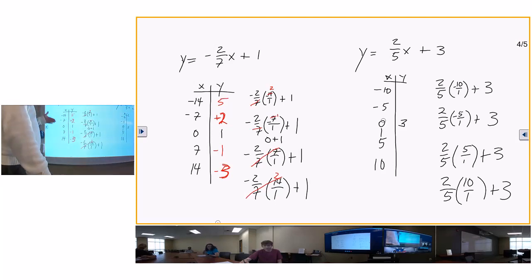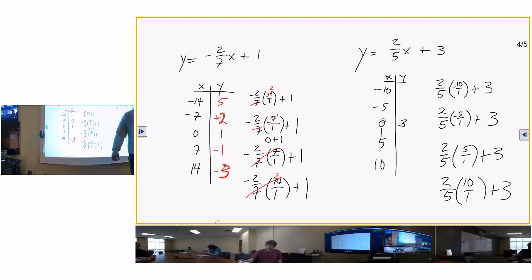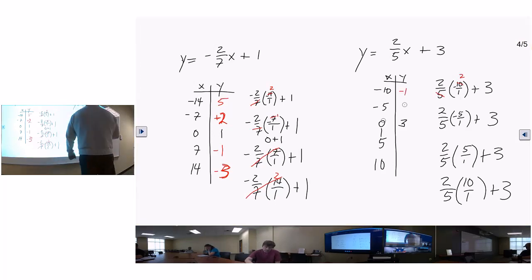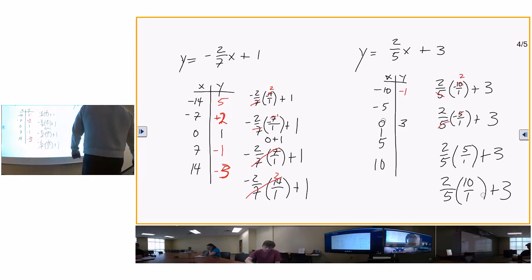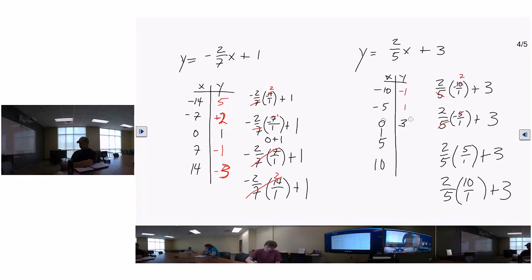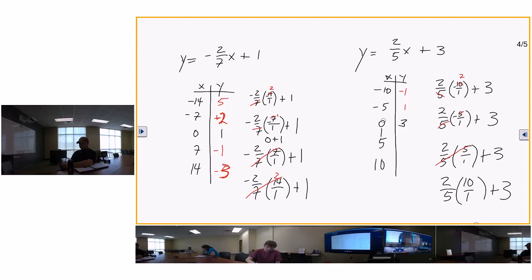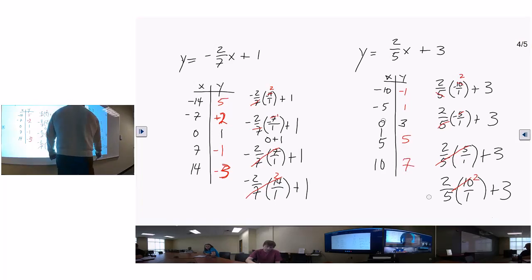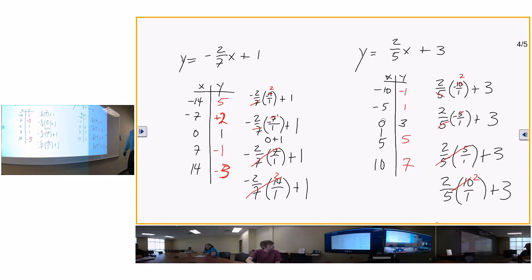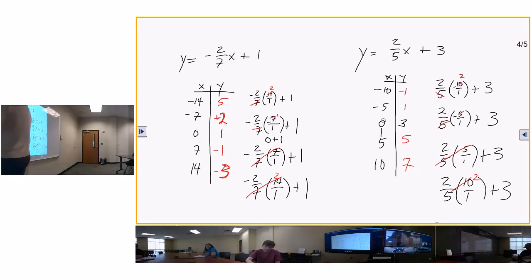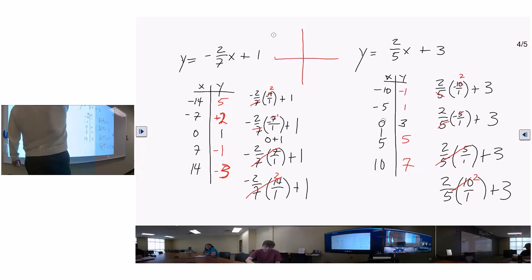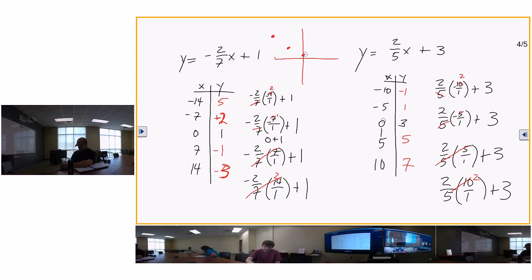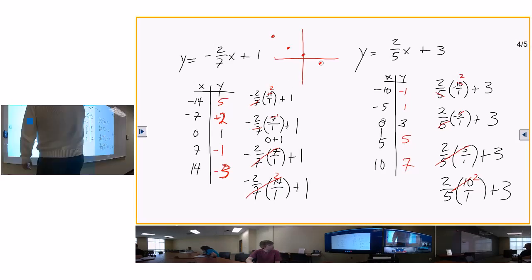Now you can always check it by graphing it and see what it looks like. Over here, what's 10 divided by 5? 2. Negative 2 times 2 is negative 4 plus 3 is negative 1. 5's cancel. What's negative 2 plus 3? 1. 5's cancel. What's 2 plus 3? And what's 4 plus 3? So negative 14 and positive 5, negative 7 and 2, 0 and 1, 7 and negative 1, and 14, negative 3.